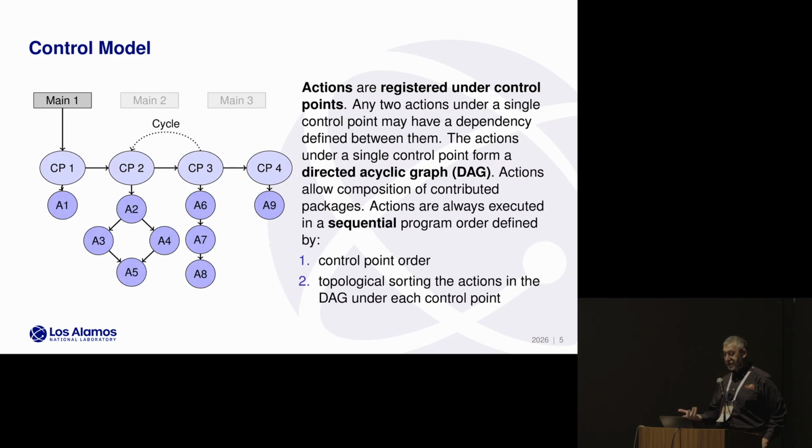Then we attach actions to the control flow graph. So you could say action 1 belongs to control point 1, action 2, 3, 4, and 5 belong to control point 2, and so forth. The actions form a directed acyclic graph. So they're executed in an arbitrary order, first honoring the control point order, and second, a topological sort of the DAG. But remember, it's still being done sequentially.